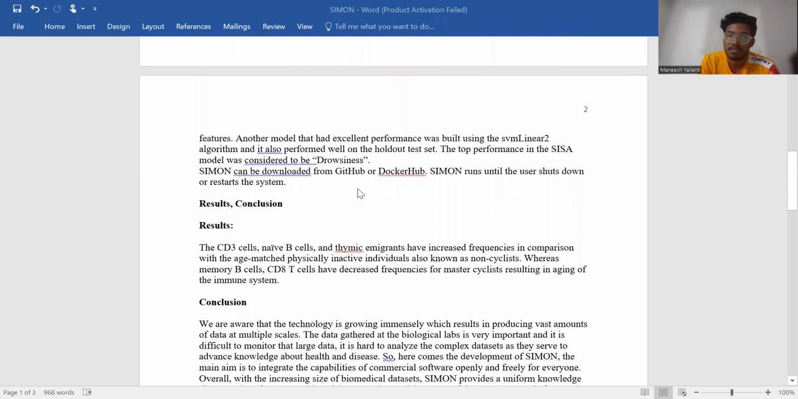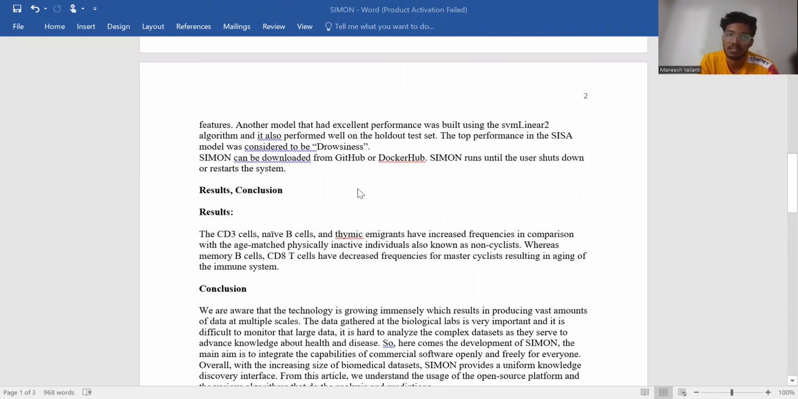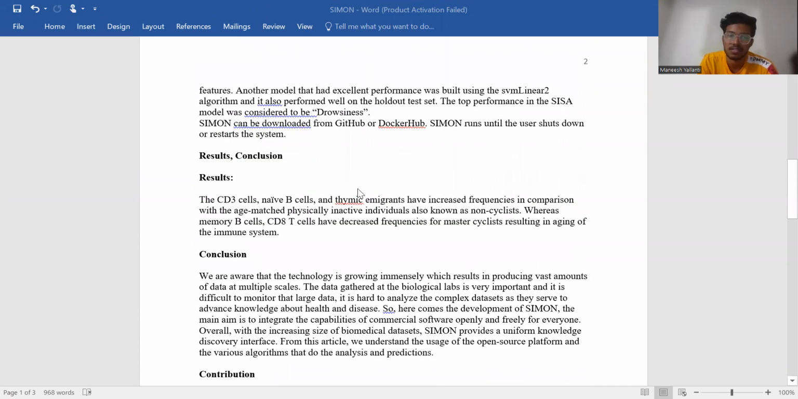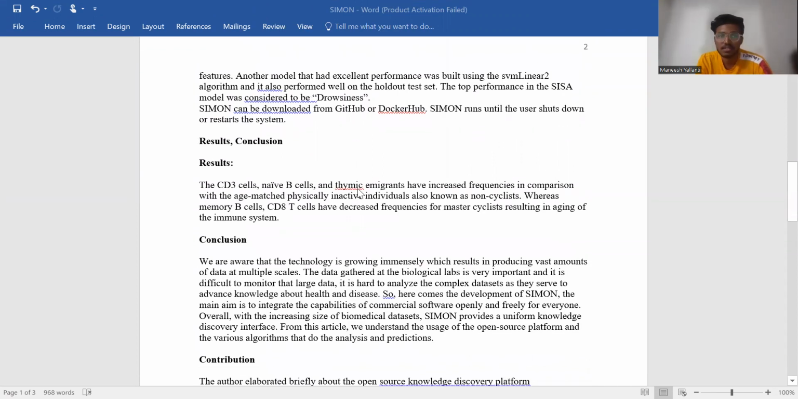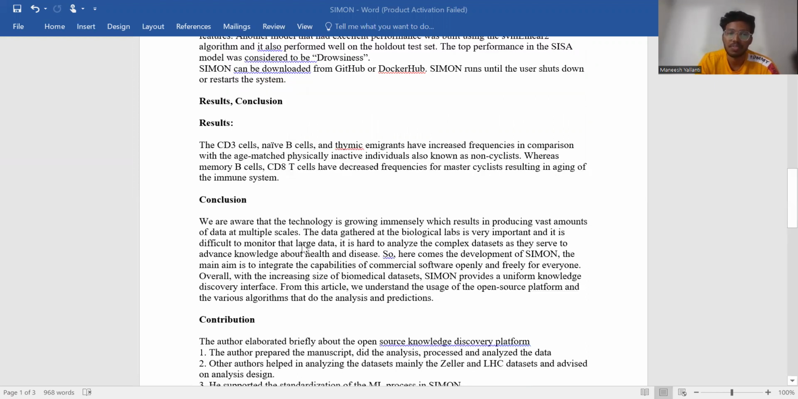Simon can be downloaded from GitHub or installed from Docker Hub. Simon runs until the user shuts down or restarts the system. Results and conclusion. Results. The CD3 cells, naive B cells, and thymic immigrants have increased frequencies in comparison with the age-matched physically inactive individuals, also known as non-cyclists, whereas memory B cells and CD8 T cells have decreased frequencies for master cyclists, resulting in aging of the immune system.